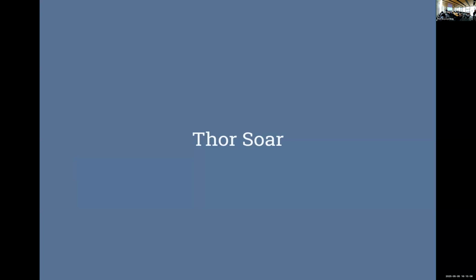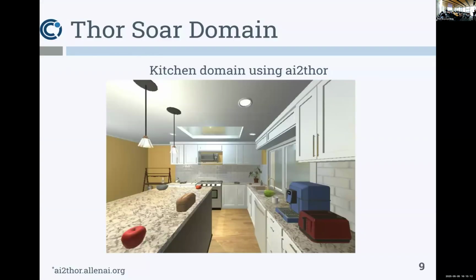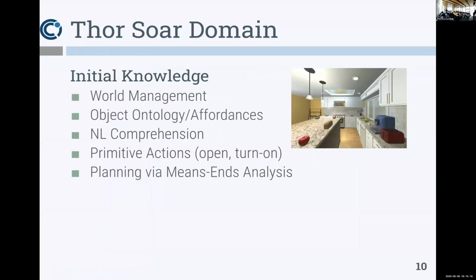So let me talk about steps in Thor-Soar and what that might look like. We've seen John show off some examples of this domain. And everything he talked about forms this initial knowledge that the agent has, right? How to manage the world, recognize objects, some natural language comprehension, do these actions, and this whole host of planning using means-ends analysis. So that's obviously a lot.